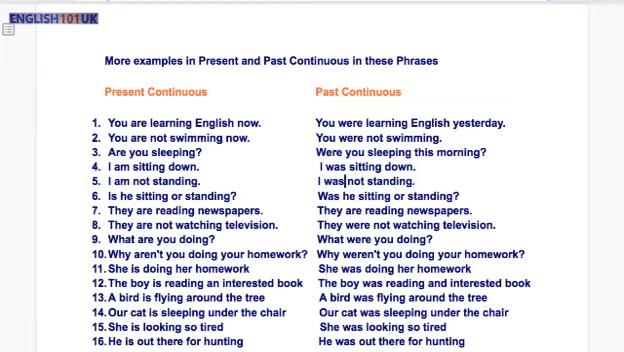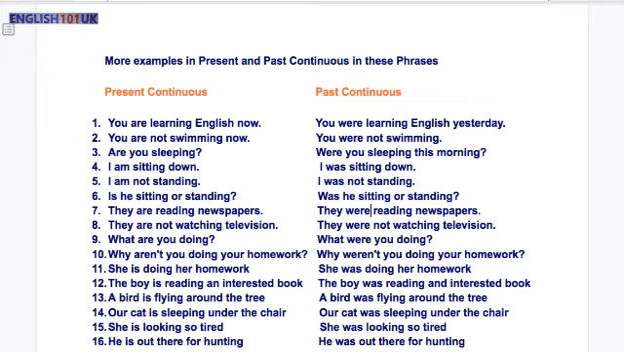7. They are reading newspapers. In the past, they were reading newspapers. 8. They are not watching television. In the past, they were not watching television. 9. What are you doing? In the past, what were you doing? 10. Why aren't you doing your homework? Past. Why weren't you doing your homework?